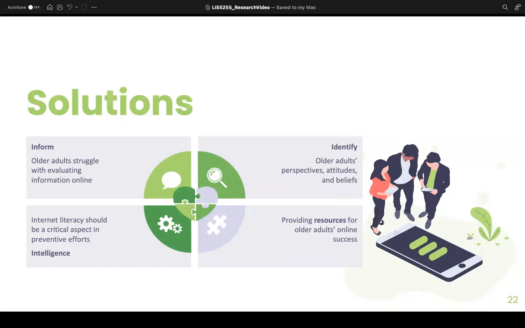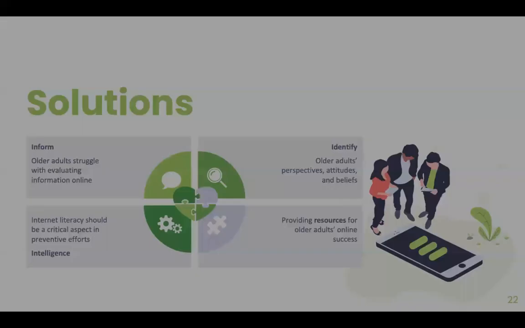Armed with the knowledge of older adult vulnerability, internet literacy should be a key focus in preventative efforts. The internet is capable of offering benefits to this community, which should encourage the government to work harder in supporting their internet access and literacy and participation in this new digital era.